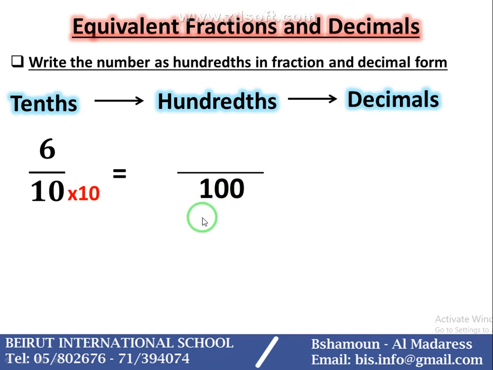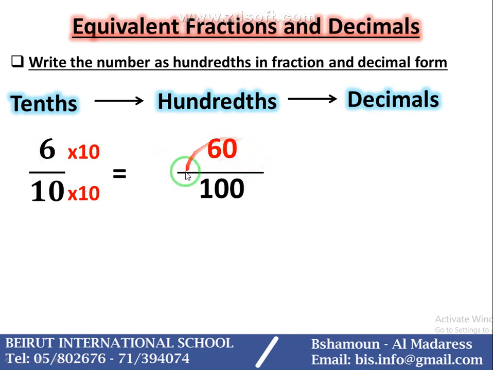And based on what we've studied before in the equivalence of fractions lesson, whenever you multiply the denominator by a certain number, you also have to multiply the numerator by the same number. So the numerator in the fraction over here is the product of multiplying 6 by 10, which gives 60.